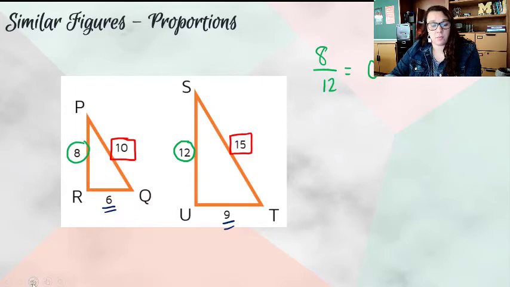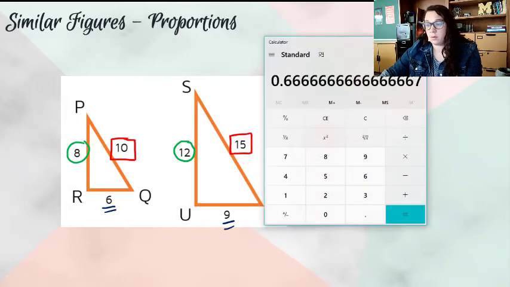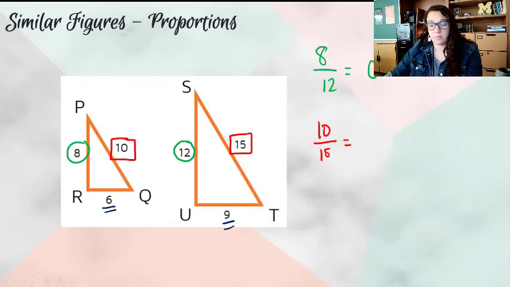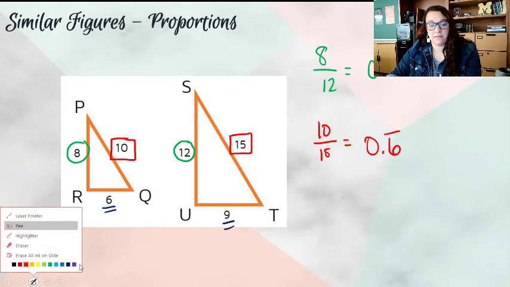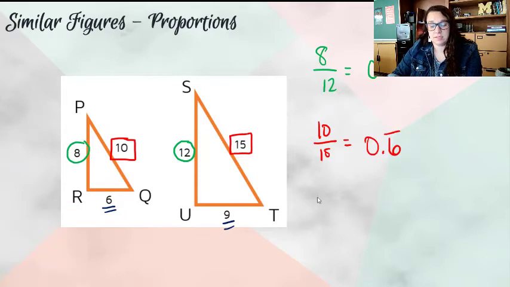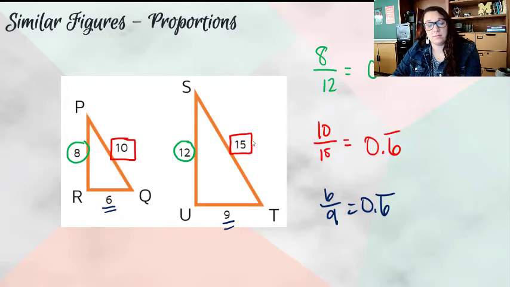If we try the red ones, so that'd be the 10 and the 15, and see what we get there. It's also 0.6 repeating. And then lastly, if we try the blue ones, 6 over 9, we're going to get 0.6 repeating again. So in this case, the scale factor from here to here, it went from 10 to 15. We had to multiply by that.